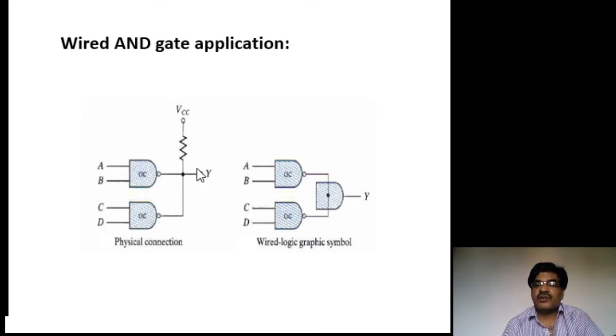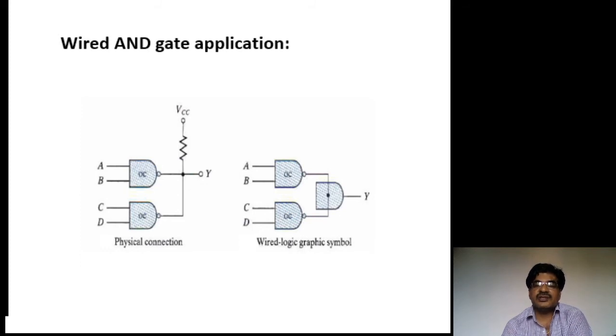Y becomes 1 when both NAND gate outputs are equal to 1, isn't it? If the output of the first NAND gate is 1 and the second NAND gate output is also 1, then only Y becomes 1. Otherwise, if any NAND gate output is 0, the output becomes a short circuited voltage.